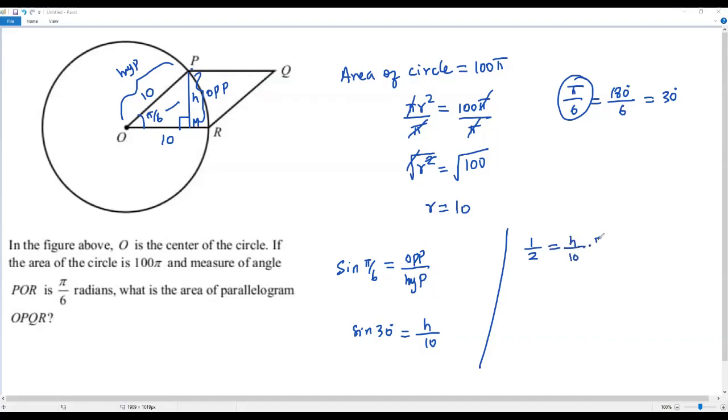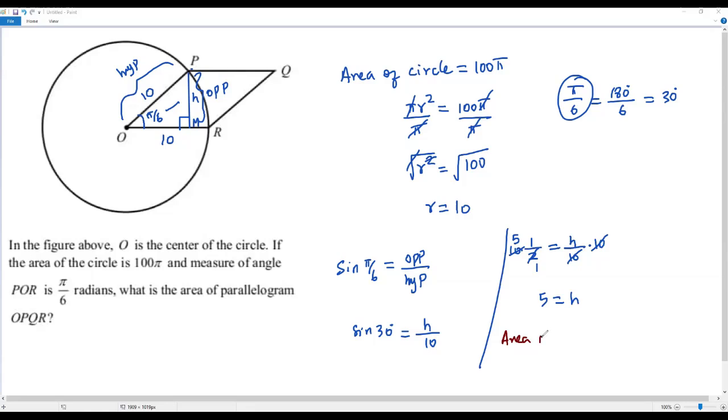Now let me multiply both sides of this equation by 10 to get rid of the denominator 10 over here. When I do so, this 10 will cancel out. 2 goes into 2 one time and 2 goes into 10 five times. I'm getting 5 on the left side. On the right side, we have h. Now I got the height of the parallelogram. Now we have both the base and height of the parallelogram, so we can get the area of the parallelogram.